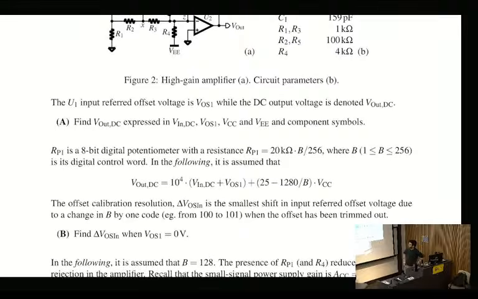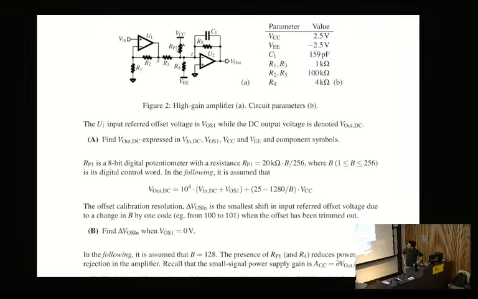So RP1 is an 8-bit digital potentiometer with a resistance, so I'll just zoom out a little, RP1 equals 20 kilo ohms multiplied by the bit number over 256, where B is given as that range, is its digital control word. In the following, it is assumed that, and we're given a formula, the offset calibration resolution, VOS in, is the smallest shift in the input referred offset voltage due to a change in B by 1 code when the offset has been trimmed out. Find VOS in when VOS 1 equals 0 volts.